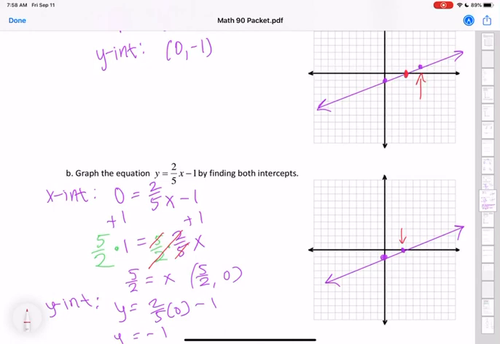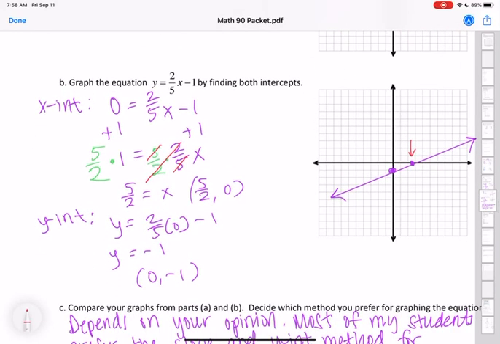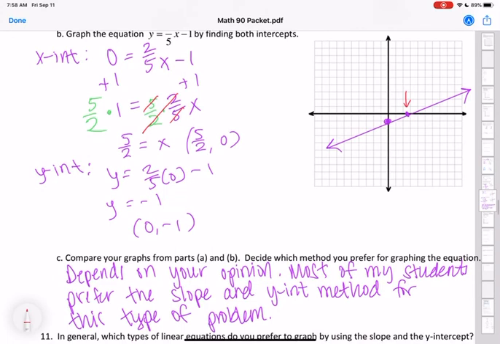Awesome, almost done here. And this one, which method do you prefer? This one is pretty standard. Nobody picks the fraction way, just because nobody likes fractions. Poor fractions. So this one, if you do though, awesome. If that's your preferred method, way to go. It depends on your opinion. Most people prefer the slope and y-intercept method for this particular type just because we didn't have to do anything. It was already in the right form.